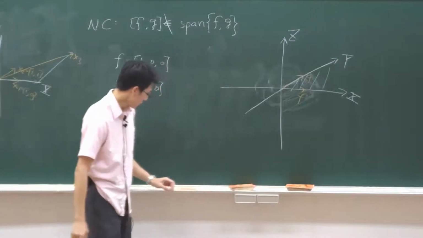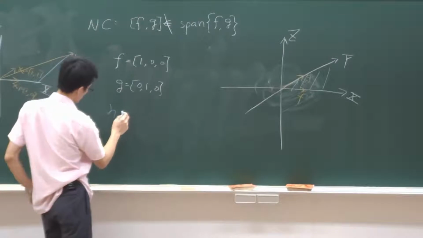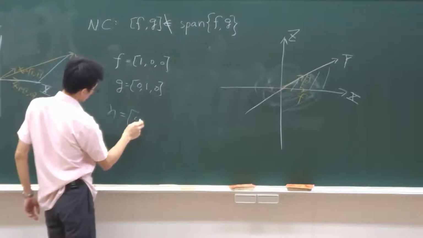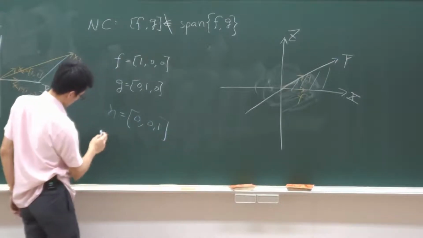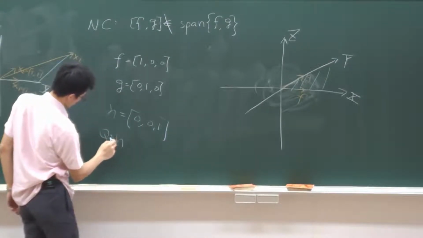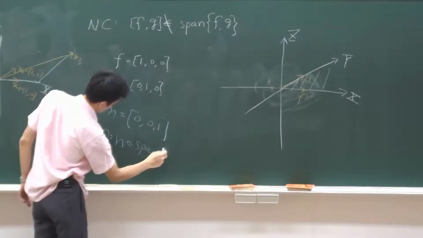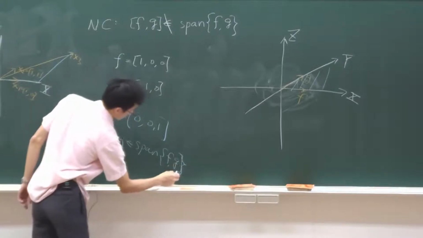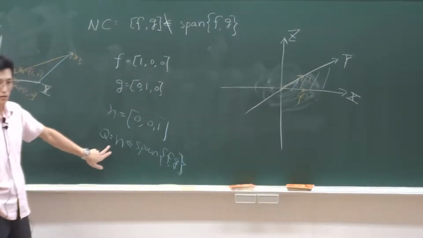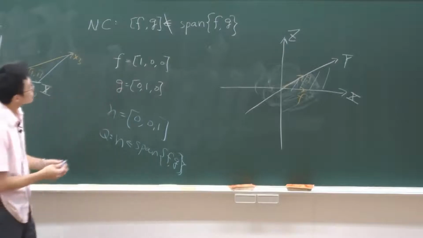Okay, and if I say F, G, H, and H is 0, 0, 1, the question is: does H belong to the span of F, G? What's the answer? No, right? Okay.